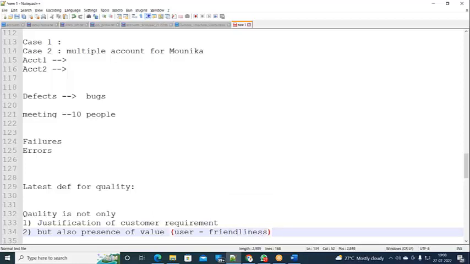Please ignore the spelling mistakes, guys. I'm really, really bad with spellings. I don't even know if this spelling is correct or not.